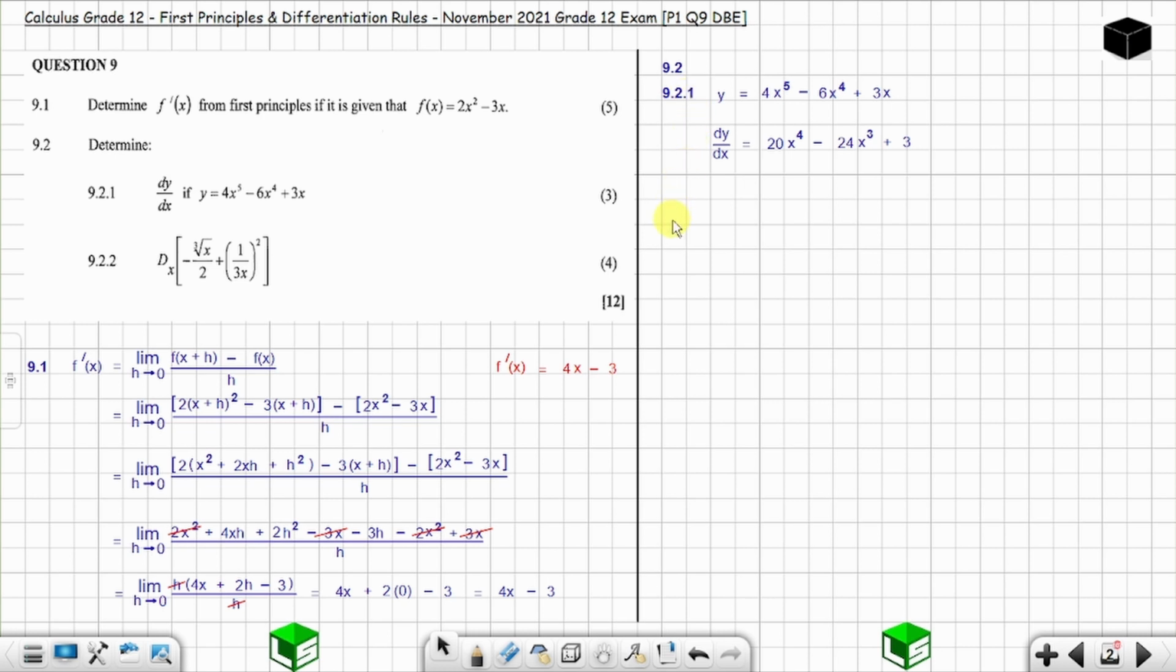Now 9.2.2. This is the question. Determine the derivative with respect to x. So this is what you are given. The question is 4 marks.